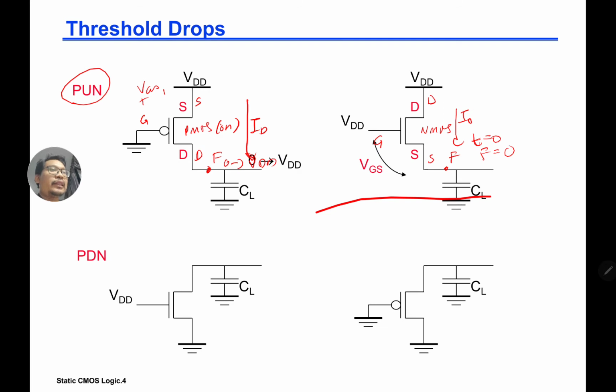Now it's charging node F until a certain point, and then it's going to stop charging. So when is it going to stop? It's actually going to stop charging when your F is equal to VDD minus VTN. So essentially we can see here that your F max is only VDD minus VTN, whereas here your F max is VDD, so you have a full swing when you charge it. So you lose some voltage. If you try to pull up using an NMOS device, you are going to lose voltage by VTN.